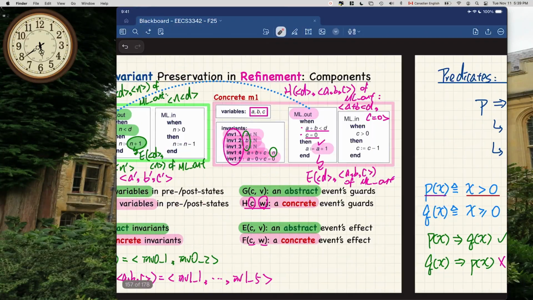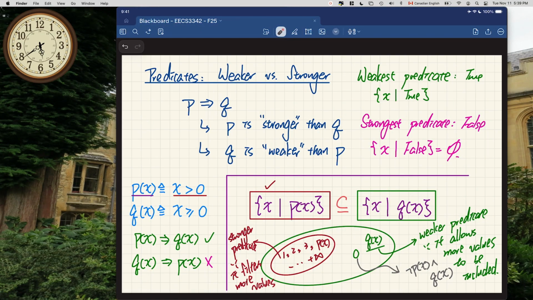Okay, a very important page about predicates being weaker or stronger. Whenever we talk about two predicates, you want to say one is weaker and the other is stronger, as long as you can show there's an implication relation between them. If you can show or prove that P implies Q, in this case P on the left-hand side is said to be stronger, and Q on the right-hand side is said to be weaker, all right?